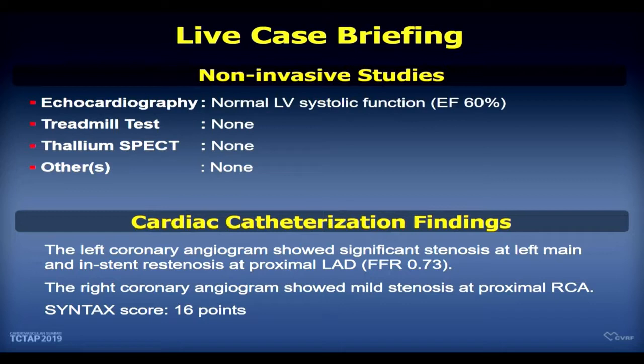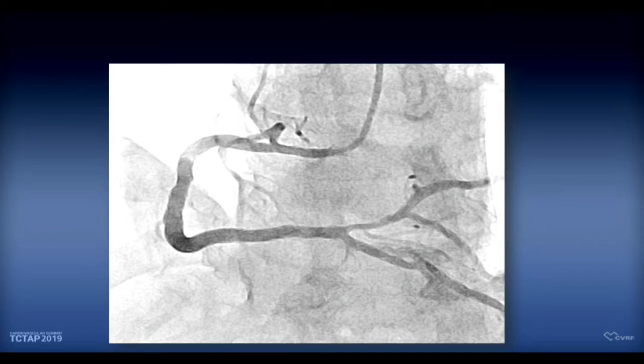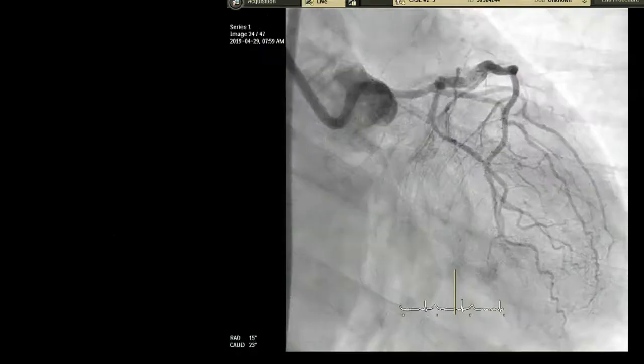And we checked the FFR. LAD FFR was 0.73. RCA is good. RCA is good. So could you show us the coronary angiogram?